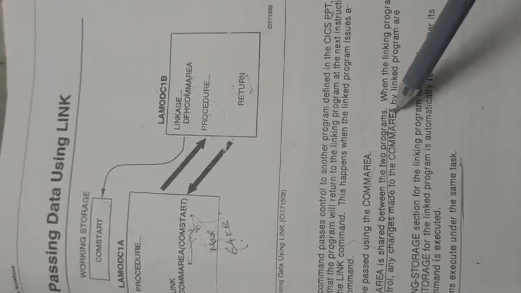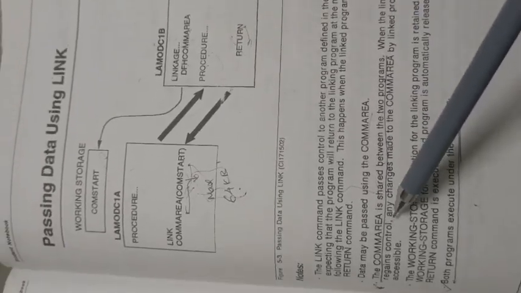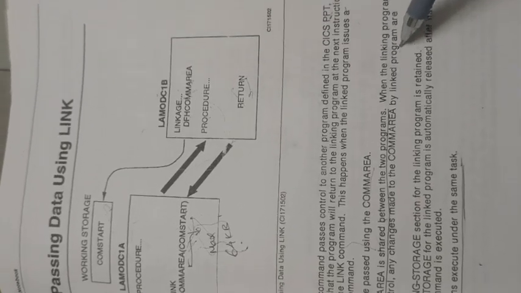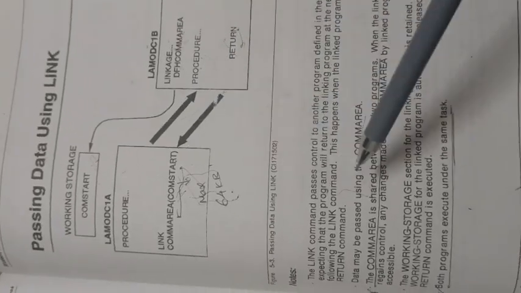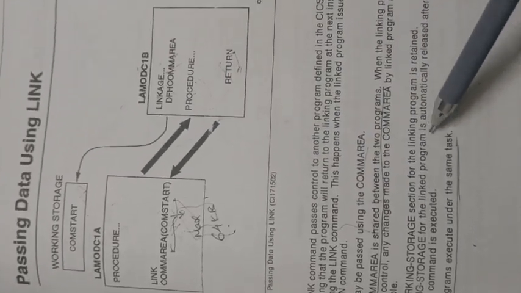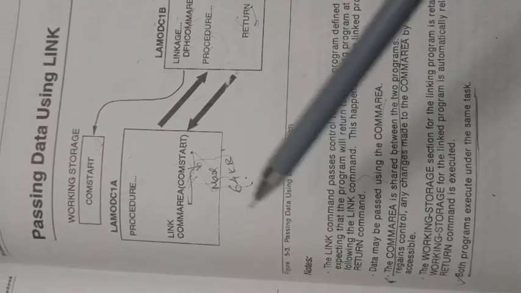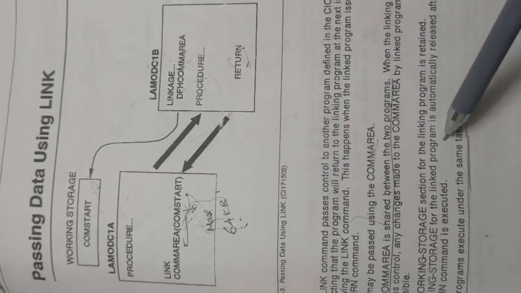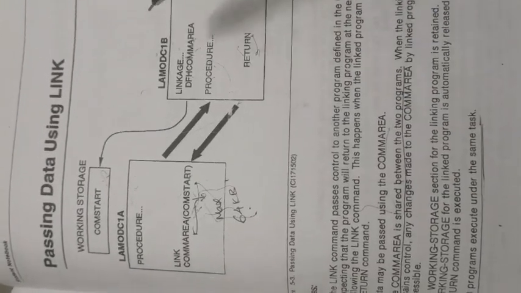Data may be passed using the COMMAREA. The COMMAREA is shared between the two programs. Whenever the linked program makes any changes to the COMMAREA, the linking program can also access them. That means if program B modifies some of the data, the same change is reflected and passed back to program A. The working storage section of the linking program is retained, with the same values. The working storage section of the linked program is automatically released after its RETURN command is executed.